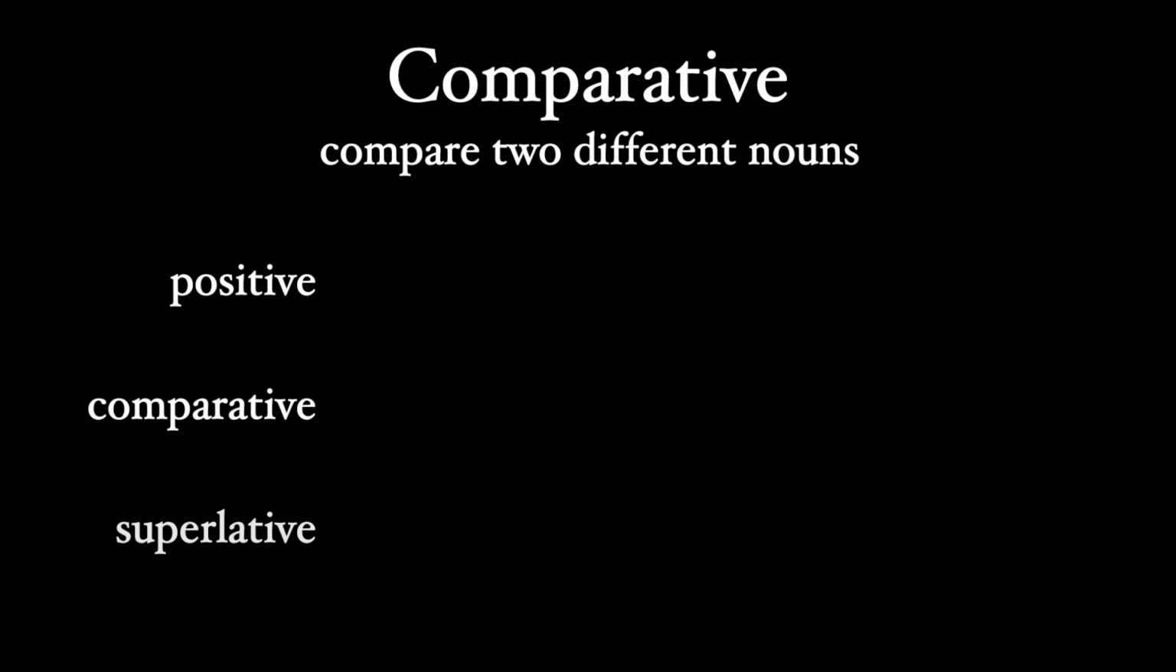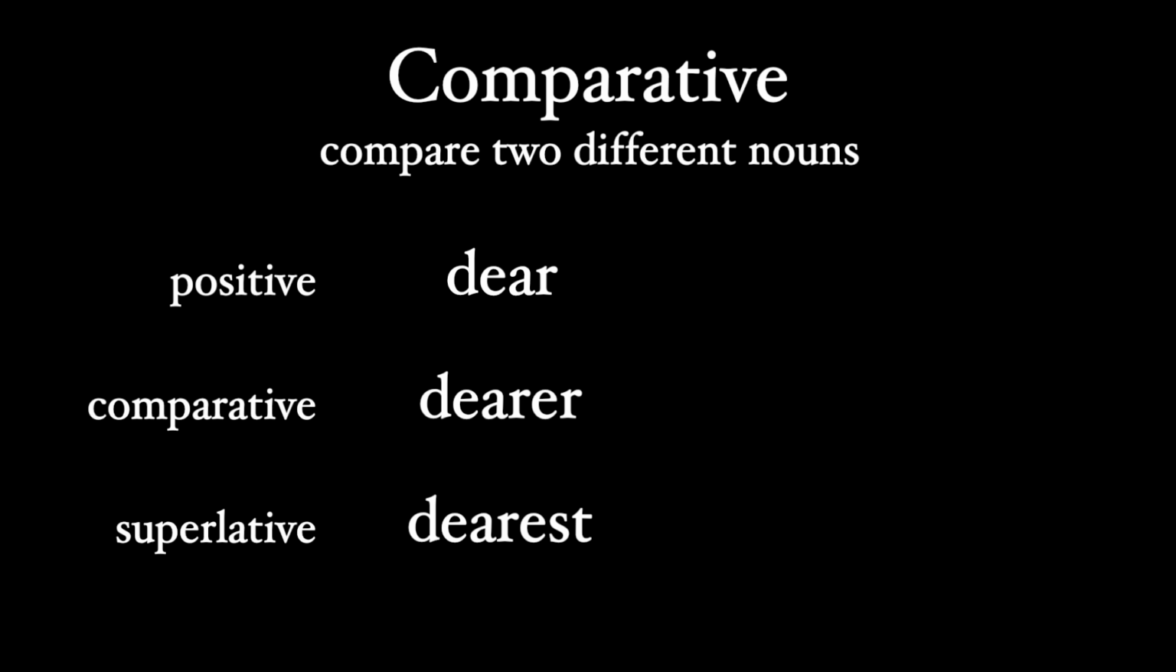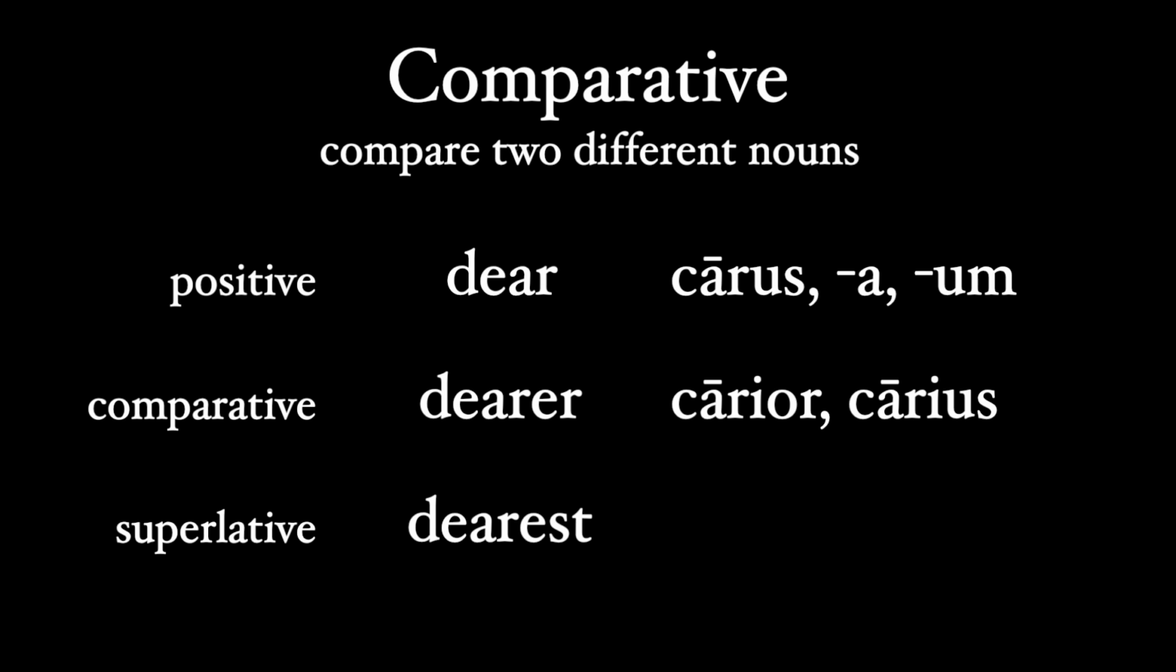So if we look in English, and we'll get to the Latin in a second, if we look at dear, that's the positive form, dearer is the comparative form, and dearest is the superlative form, and this is the highest degree of the adjective. In Latin, each of these degrees has a different form. Using cara to mean dear, the positive is carus, cara, carum, and that illustrates the three genders. The comparative would be carior, and that's the masculine and feminine form, with the neuter carius. And the superlative is carissimus, carissima, carissimum.